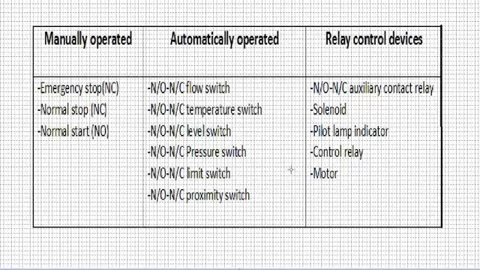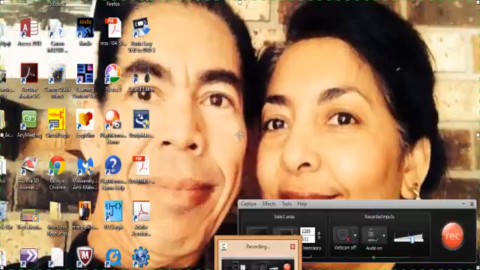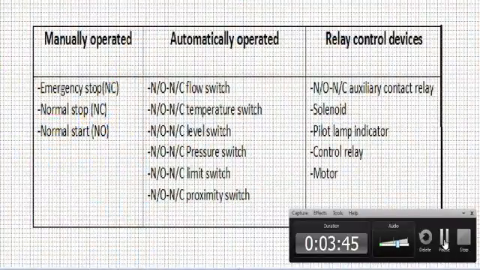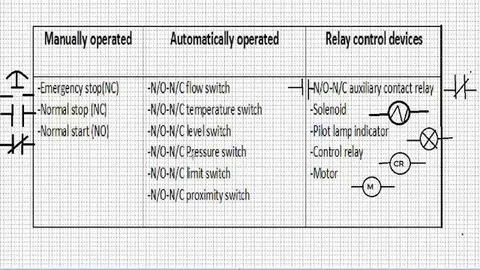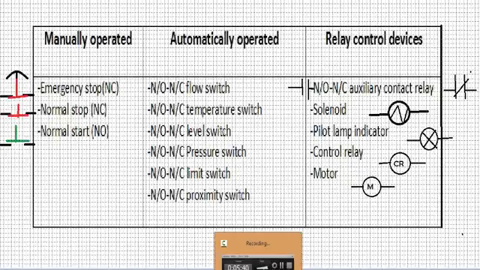So those are manually operated, automatically operated, and relay control devices. Let me bring up my recording here to show something. Here are some of the typical symbols that you might have to represent these devices we're talking about. Notice that we have a mushroom type symbol here. Sometimes you'll even find a little bubble right here. So here I'm trying to show you what the standard symbol looks like for the different types of devices.